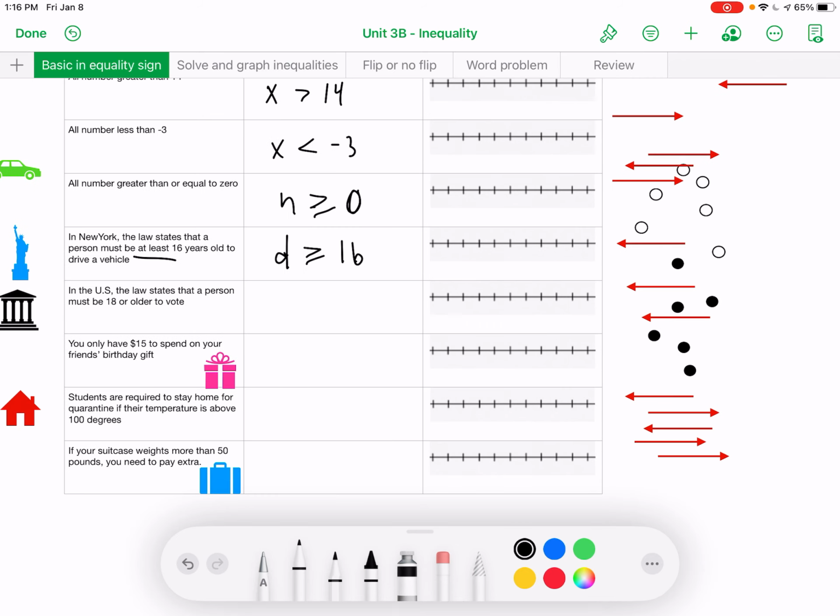In the U.S., the law states that to vote, you must be 18 years old or older. So you must be at least 18. If you only have $15 to spend on your friend's birthday gift, you can only spend less than or equal to 15.